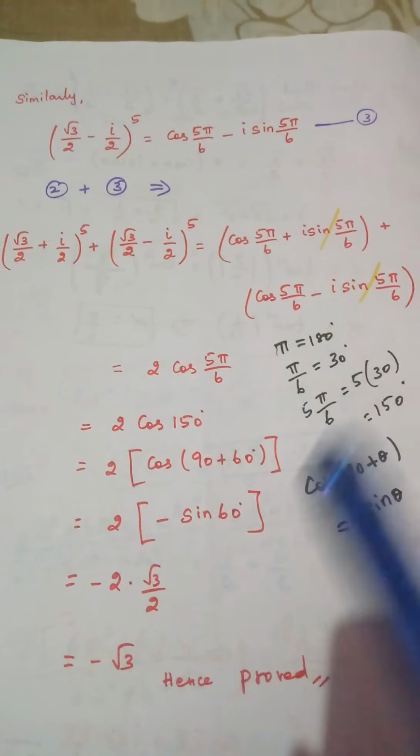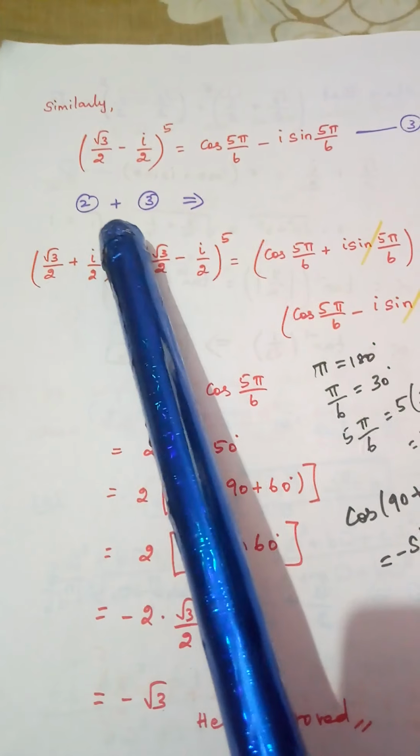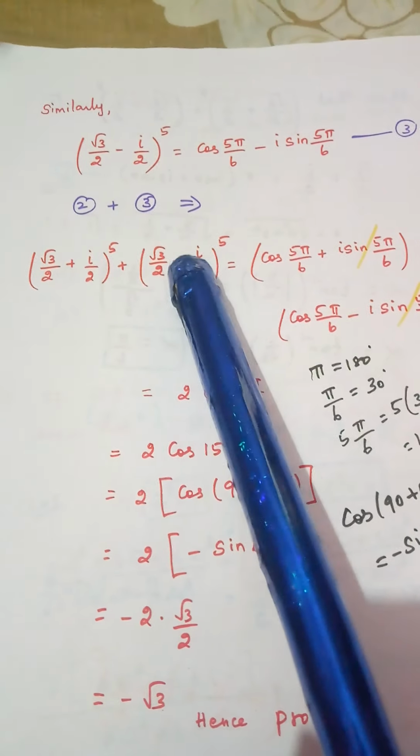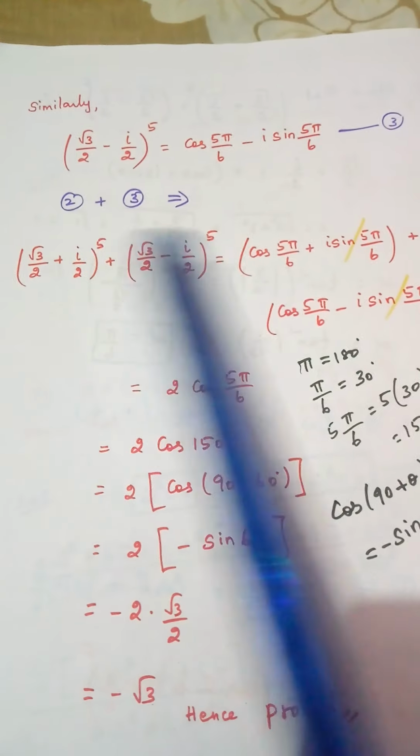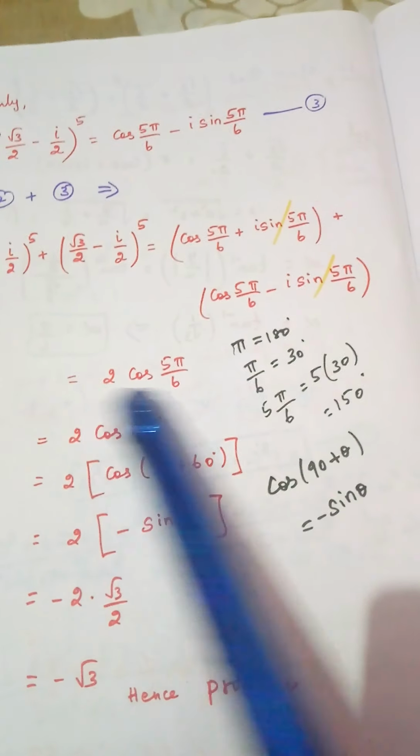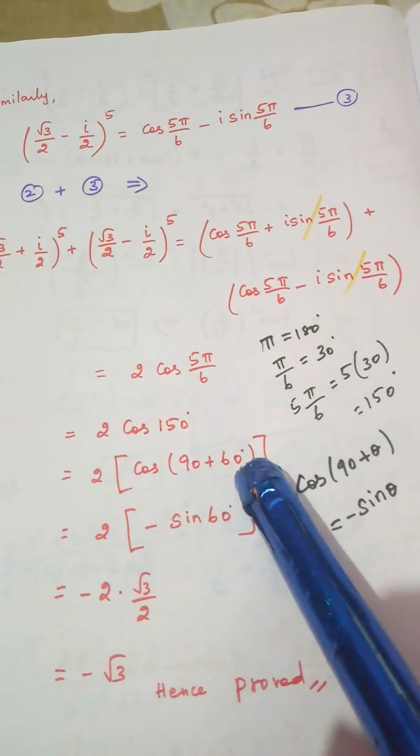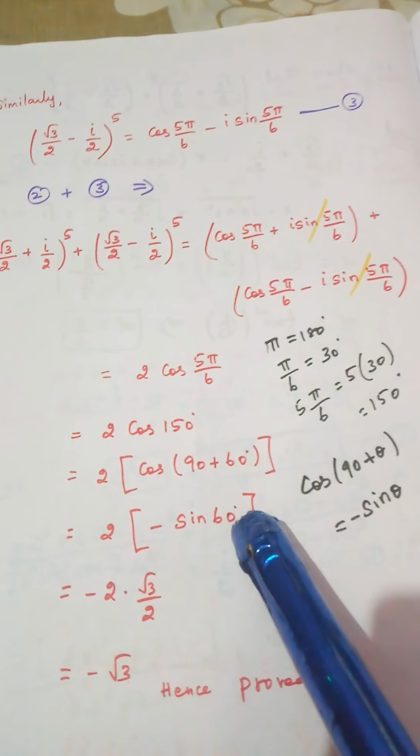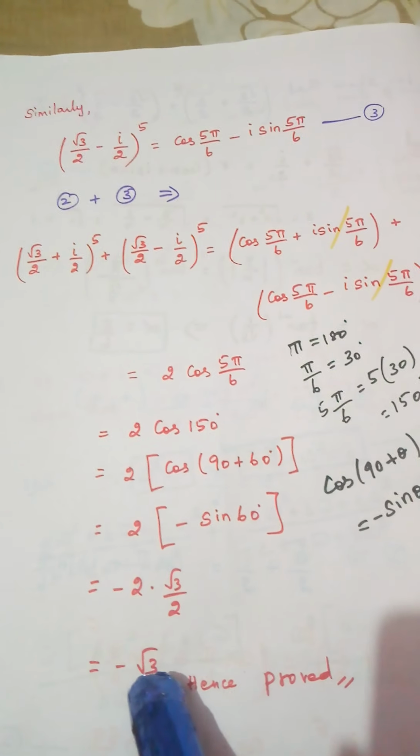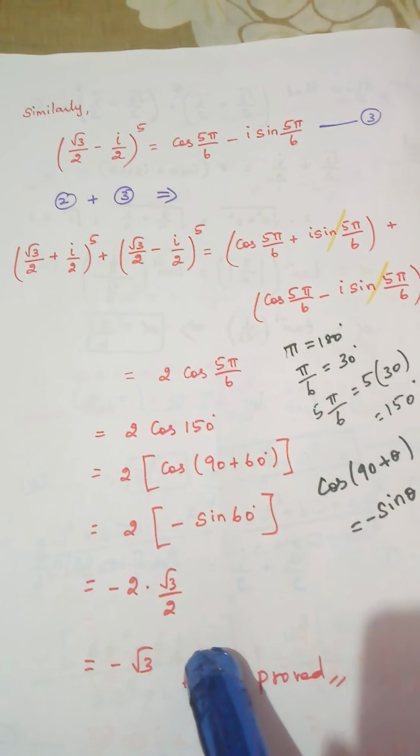I hope you would have understood. Again in short: first we found the polar form of this, then we took power 5. After we got the value for this one, the other is written directly, and then we add those two. One term gets cancelled, these two terms get added, so it comes like this. 5 pi by 6 is replaced as 150 degrees, split as 90 plus 60. Cos 90 plus theta is minus sin theta. Sin 60 is root 3 by 2, the 2 gets cancelled, and the remaining minus root 3 is nothing but our RHS. Hope you would have understood.